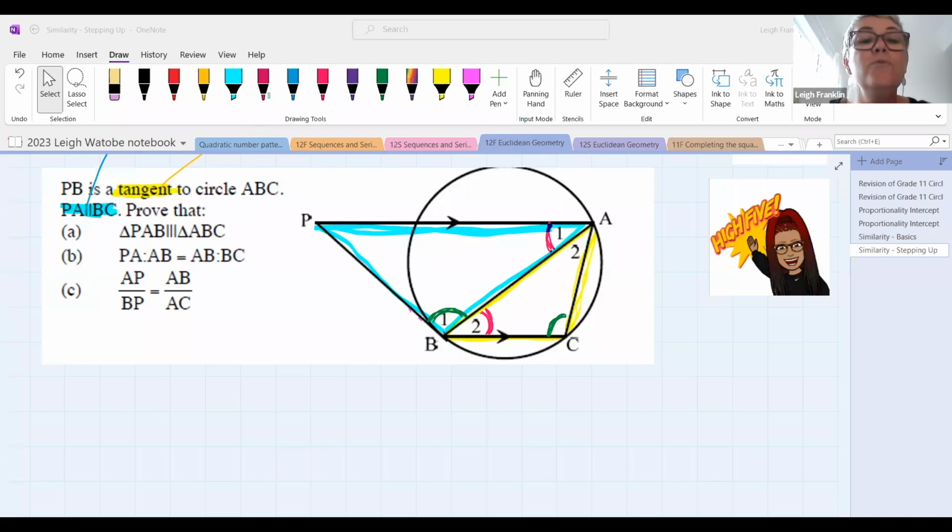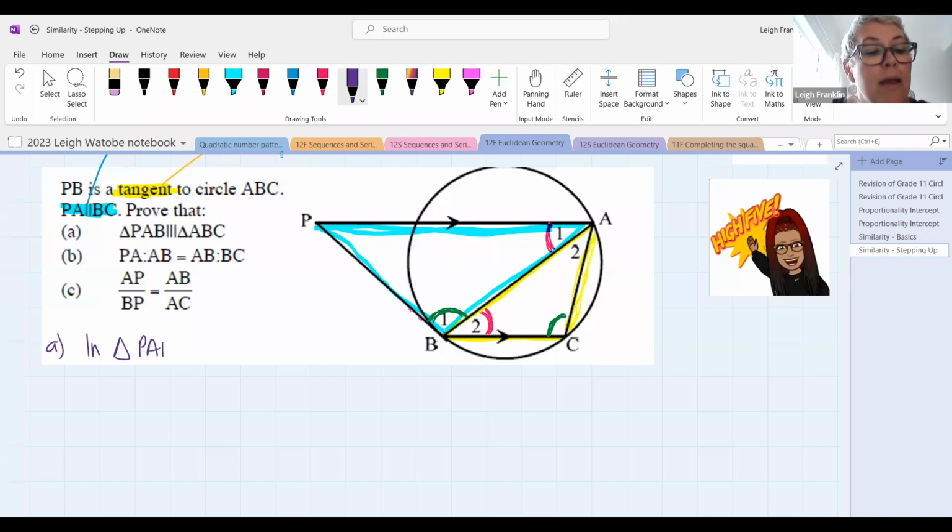If you recall from the other day, the way in which we set this out is very important. We have to begin by stating the triangles we're working in. So we write in triangle PAB and triangle ABC. Now, they've told us this information about the tangents and the parallel lines, but just have a look at how this ties together with what we know.